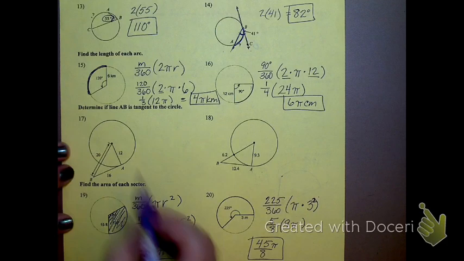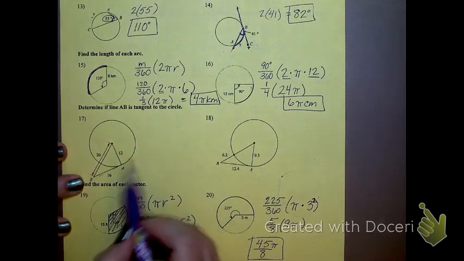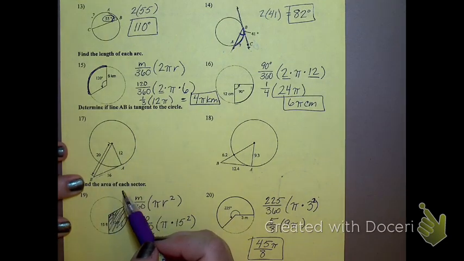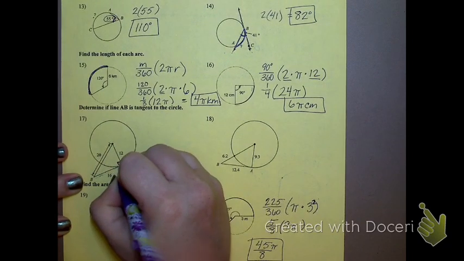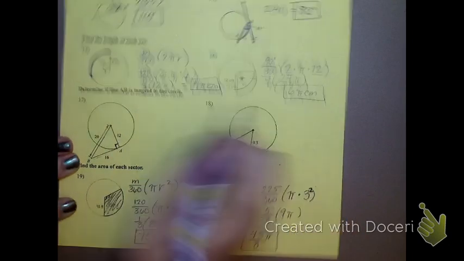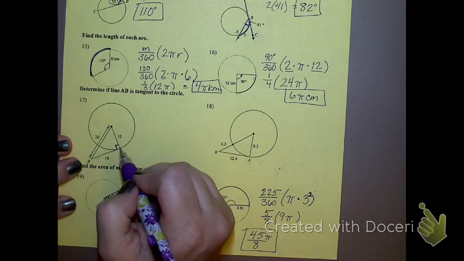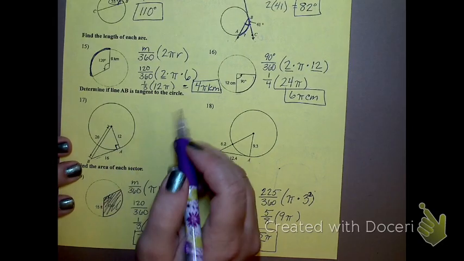Determine if line AB is tangent to the circle. Does anyone remember what it means if this is tangent, what it means for this triangle? It's a right triangle. This would be a right angle if it was tangent. So how can I see, is this indeed a right triangle? Pythagorean theorem. If it works out with the Pythagorean theorem, it is a right triangle, and therefore that is tangent. If it doesn't work out, it's not tangent.